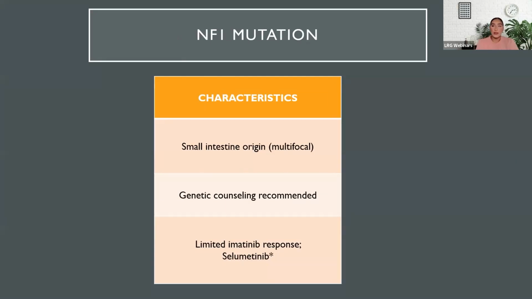NF1 mutation is something that we do see in some patients. Some characteristics for this mutation are that we have noticed it commonly comes from the small intestine, and it's usually multifocal. Similar to SDH complex, any patient with an NF1 GIST mutation, we do recommend genetic counseling. There is limited imatinib response. However, we do have a couple of patients in the patient registry who take selumetinib for their NF1 mutation.